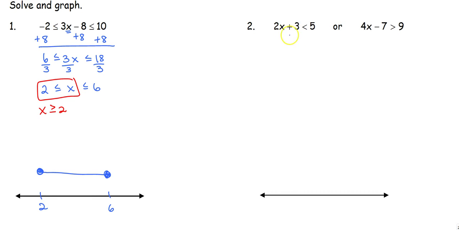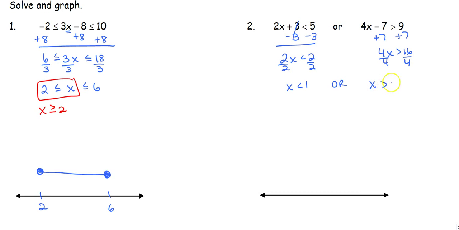Next one, we're going to do our inequalities separately. So just like our simple inequalities with one variable, we've got 2x is less than 2. We divide by 2, and x is going to be less than 1. Bring down our keyword of or, because remember that's important. We add our 7. 4x is greater than 16. We divide by 4. So we have x is less than 1 or x is greater than 4.